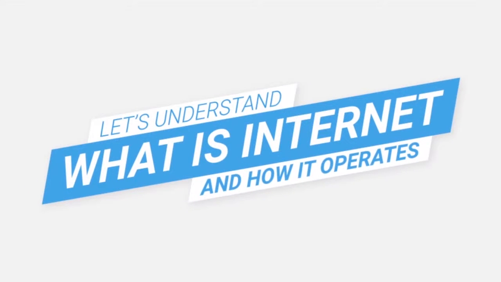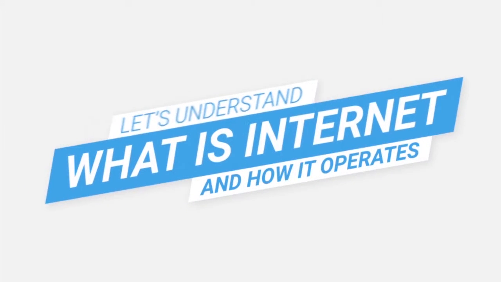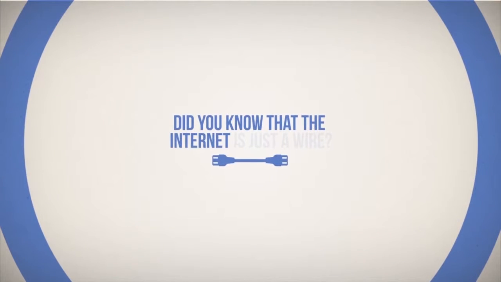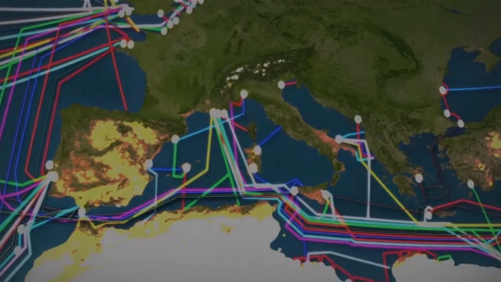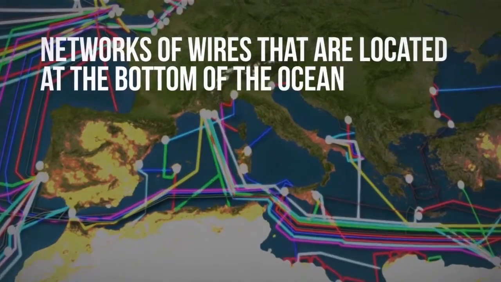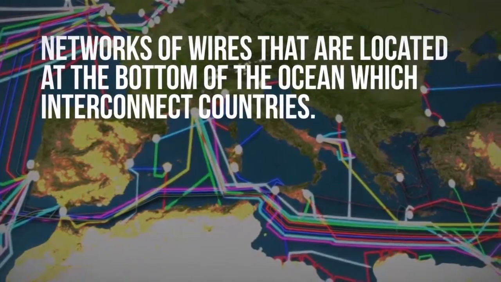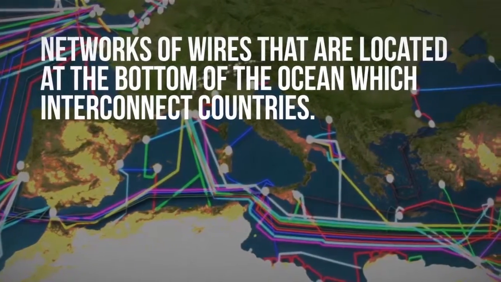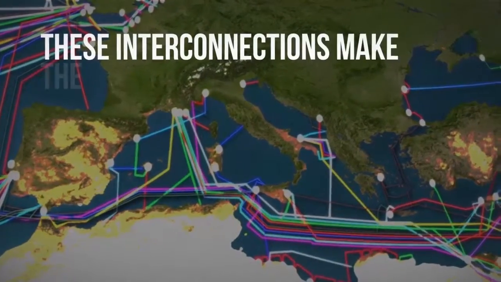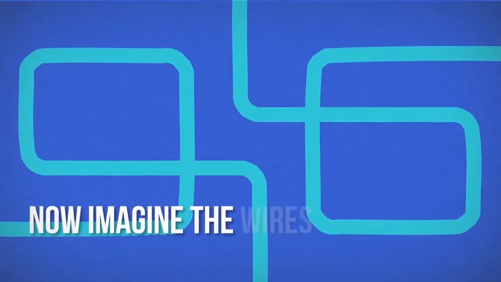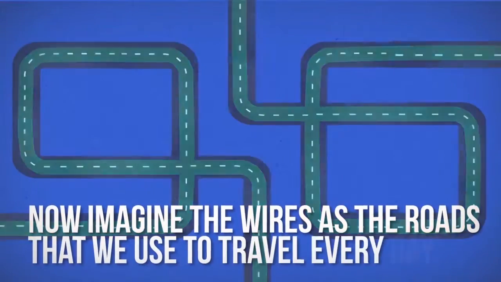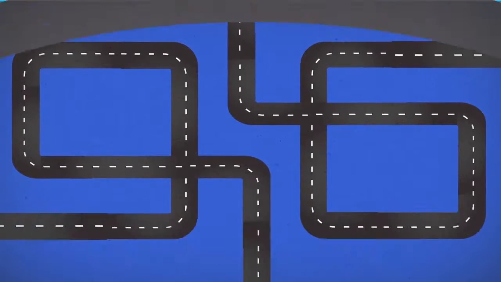First, we'll need to understand what is internet and how it operates. Did you know the internet is actually just a wire? Multiple networks of wires that are located at the bottom of the ocean, which interconnect countries. These interconnections make the internet. Now imagine the wires as the roads that we use to travel every day.